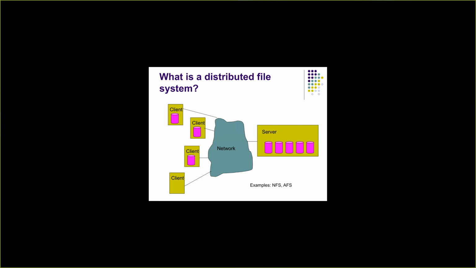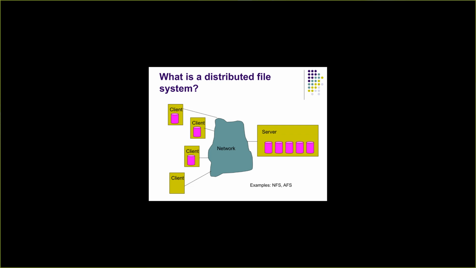In this part, we will have a brief introduction to distributed file systems. So in simple words, a distributed file system is a file system that provides an abstraction of a file system where the underlying disks are actually scattered across multiple nodes in the network.